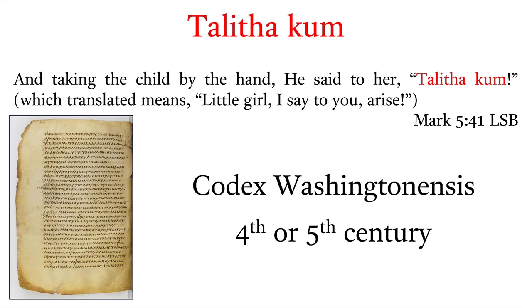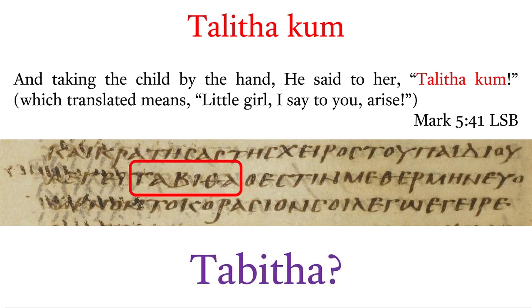I just want to show one more as we conclude. This is in Codex Washingtonensis, which is actually a fairly early manuscript, 4th or 5th century, where it has, instead of Talitha, it has Tabitha. And we might say, wait a minute, what is that word doing there? And that is actually the subject of our next video.